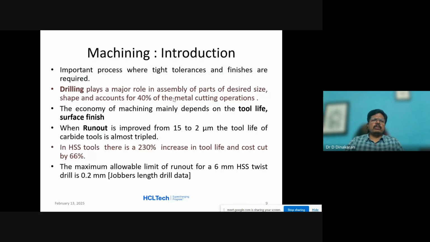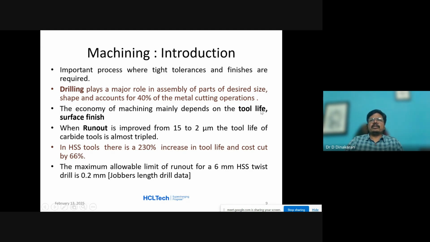You all know about the drilling process. It is used for making holes, and there is a problem in drilling when there is tool wear, which will affect the surface quality of the component. If the drilled hole surface finish is not good, it will affect the assembly performance. When you put a screw, nut, or bearing, it will definitely affect the performance of the whole assembly.